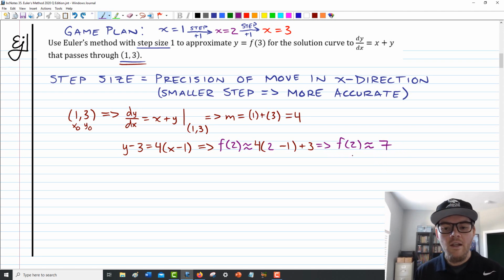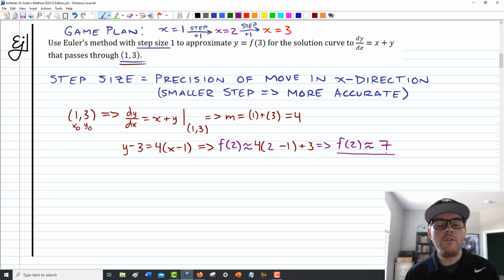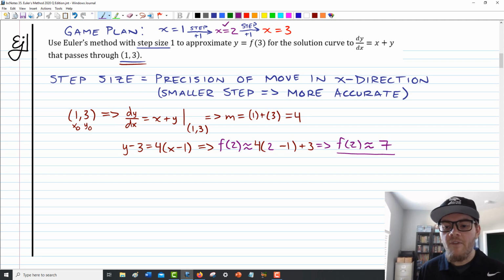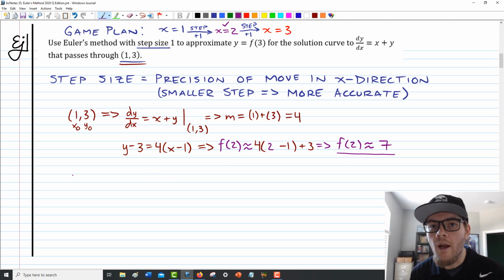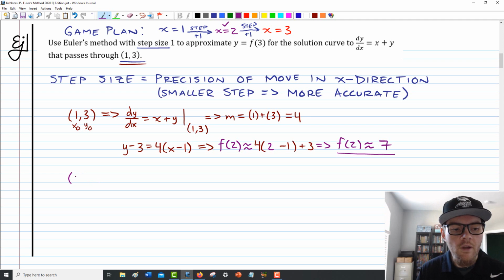Now that I have that, this has created our first approximation. This has taken us right to the middle. Now that we have that value, that f of 2 is approximately 7, we're going to treat that as though it were a point of tangency. So we're going to create a second move through this process. Instead of having x sub 0 and y sub 0, this is going to be x sub 1 and y sub 1. We're going to plug into our differential equation the same way as before.